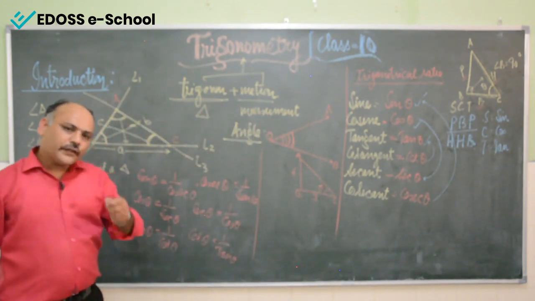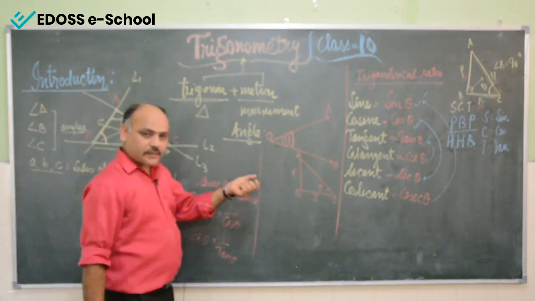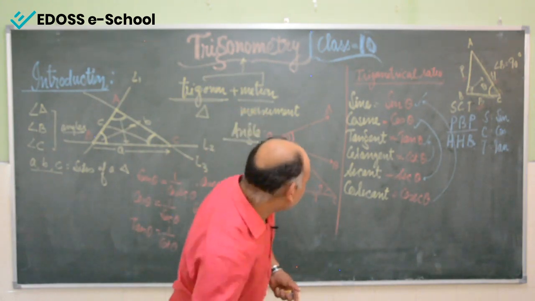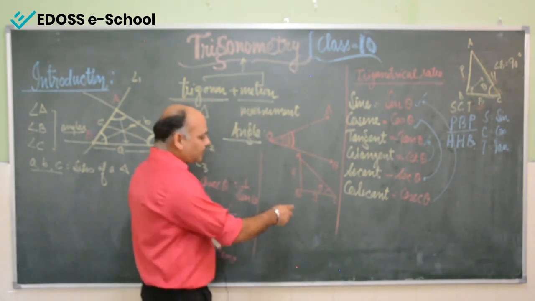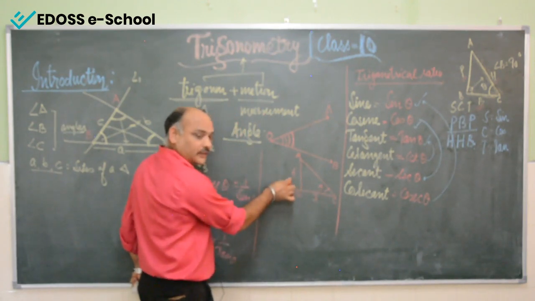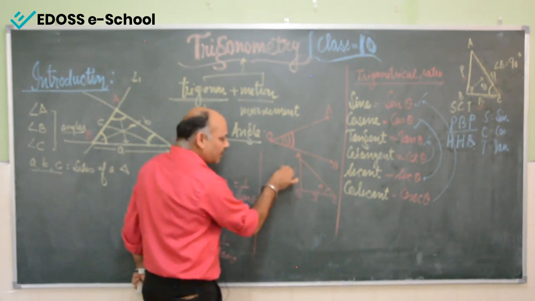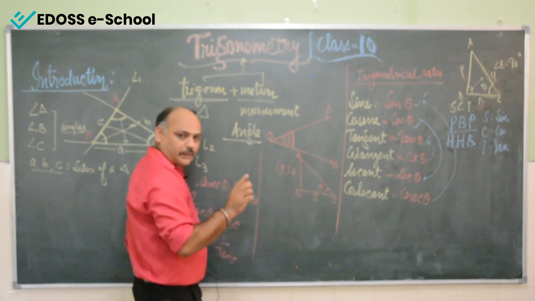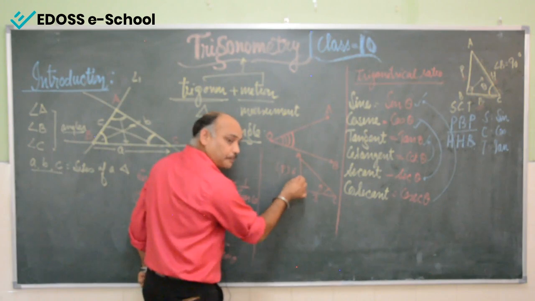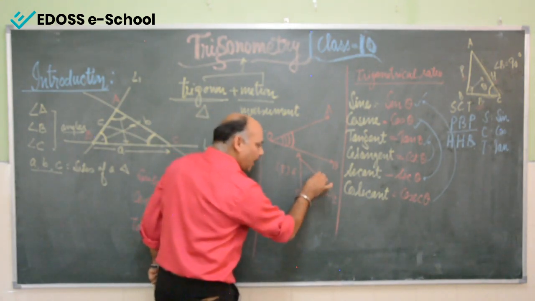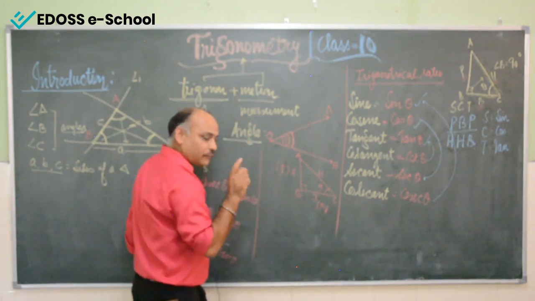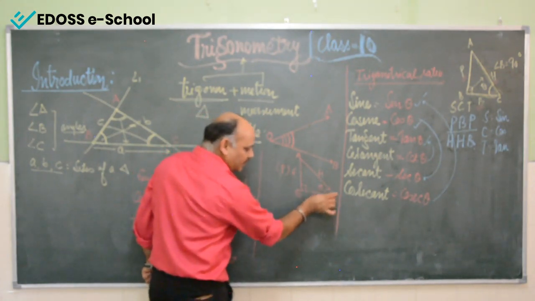The very important concept about this theta is this: the side opposite to the theta is always considered as P. This is the main point. This is 90 degrees, and the side opposite to it is always the hypotenuse, and this will be the base. This is only when you are taking this C as theta.